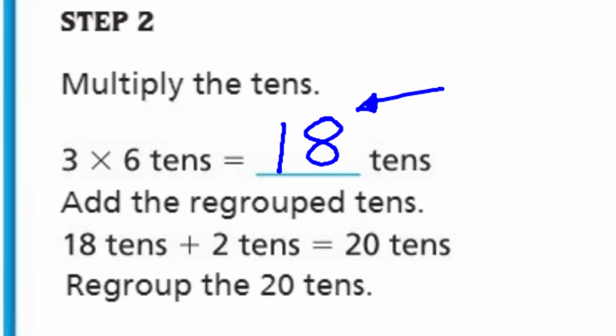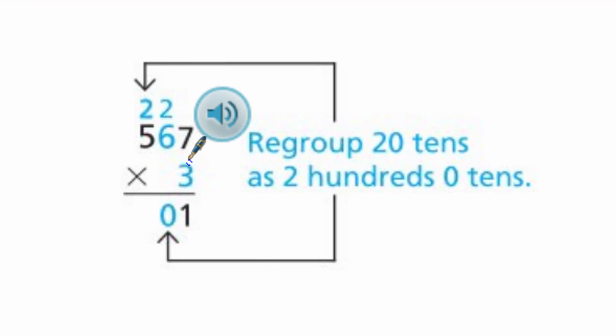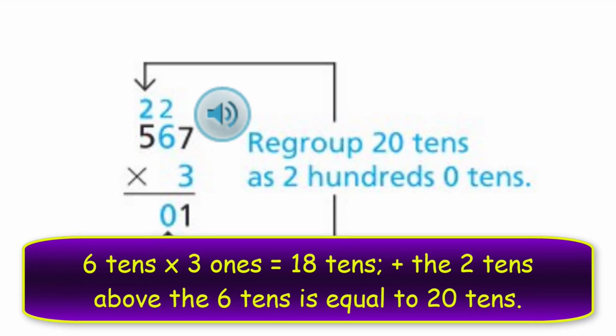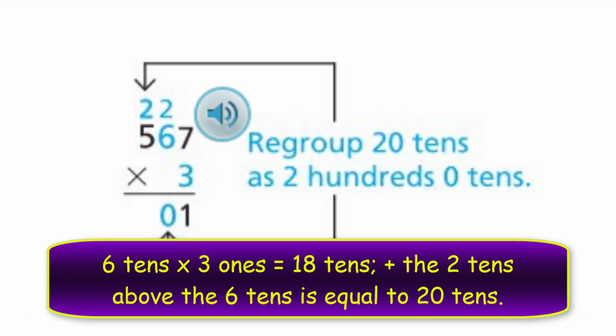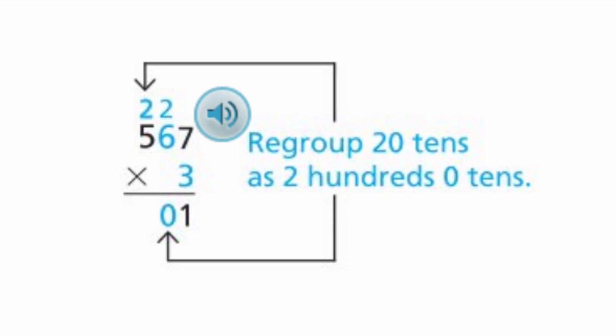Now, add the regrouped tens. Okay, we have the same situation because if you have 18 tens and then you have 2 tens already, then you're going to have 20 tens. Does that make sense? Look, here's our 6 and our 3. That's 18. But remember, we had the two tens that we regrouped already. So we're just saying, take the 18 tens that you're going to have from the tens place, add the two tens. Now you have 20 tens.